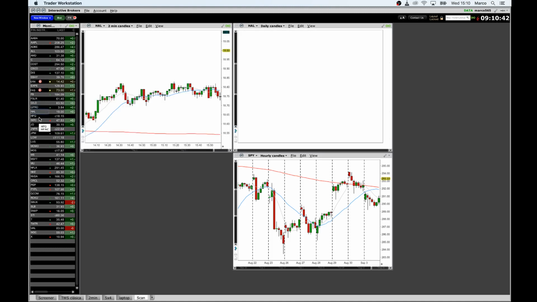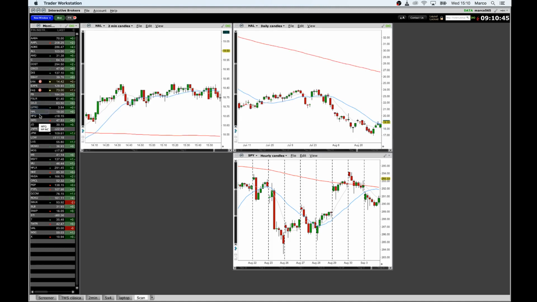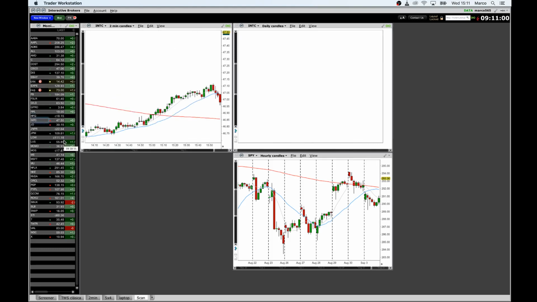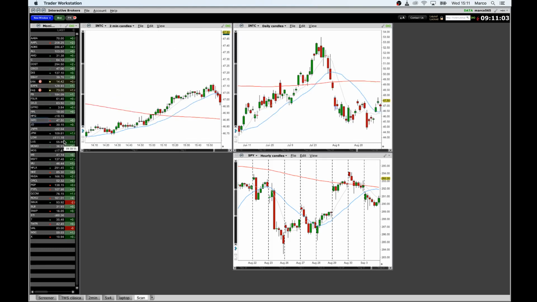GoPro, I don't look at it anymore. We are gapping into resistance, so just ignore this one. HPQ, gapping into Fab4, so now it's too early to say. Intel, we are gapping into resistance more or less.